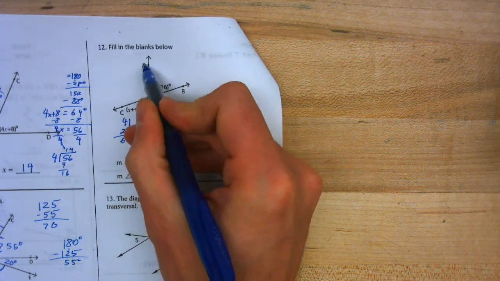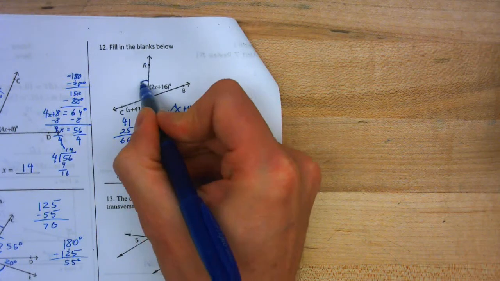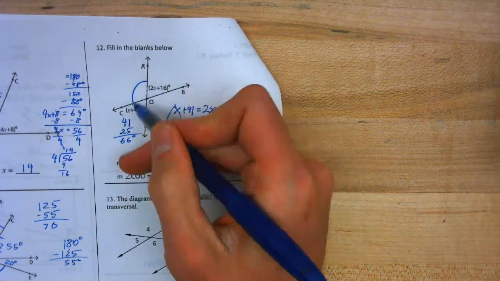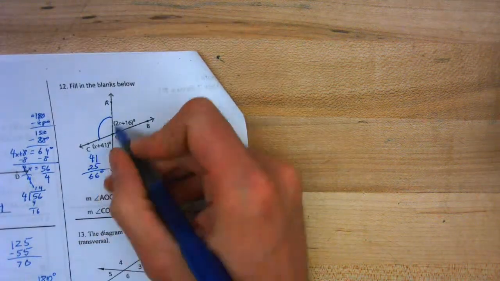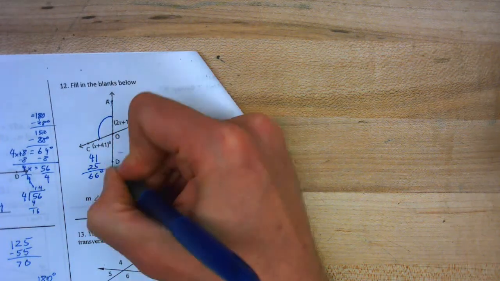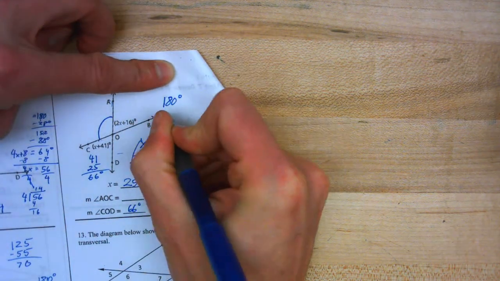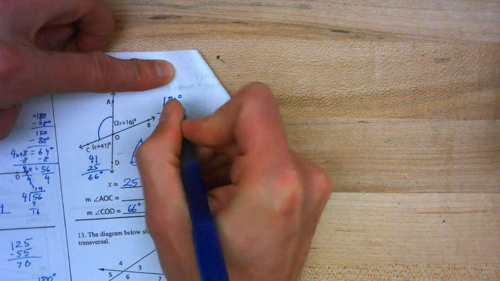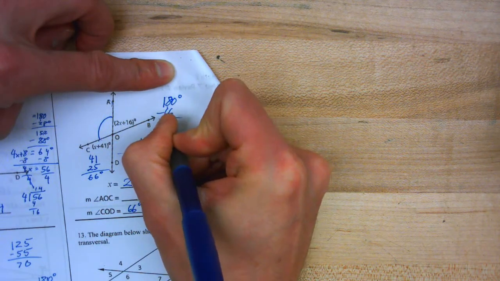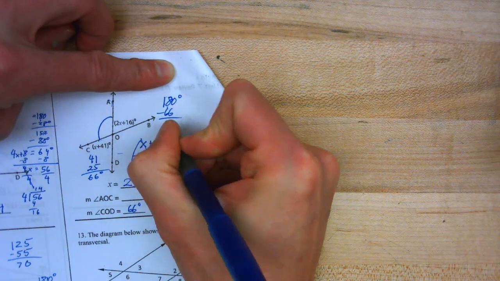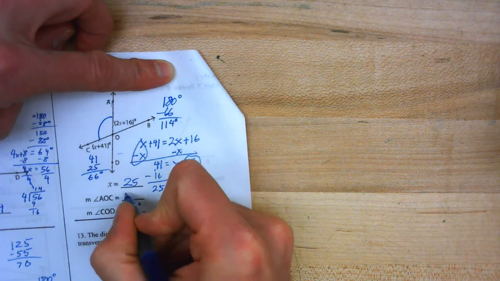And then AOC up here, so now we're looking at this one, right? You would take 66, because this is a straight line, you have 180 degrees, minus 66, and so that's 114 degrees.